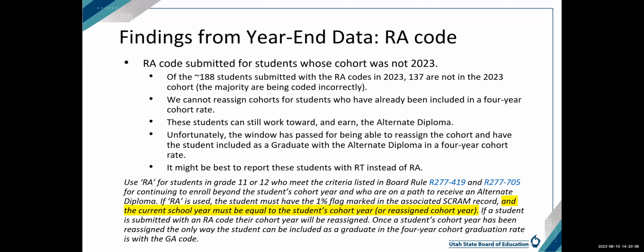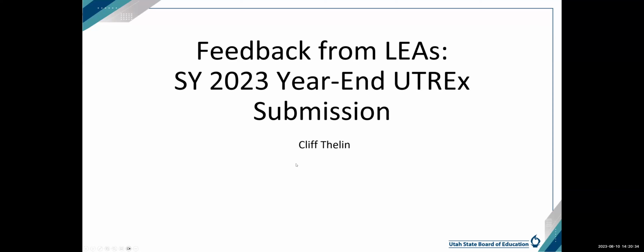If a student is submitted with an RA code, their cohort will be reassigned. And once a student's cohort year has been reassigned, the only way the student can be included as a graduate in the 4-year cohort graduation rate is with the GA code. And if that was a lot of information and there are lots of questions, you can reach out to Callista and David about these codes. If there are not any questions, we'll jump back to Cliff, who will talk about getting feedback about our submission.